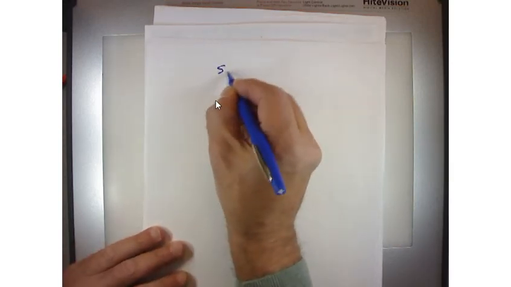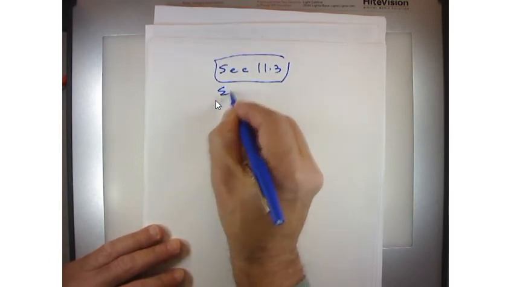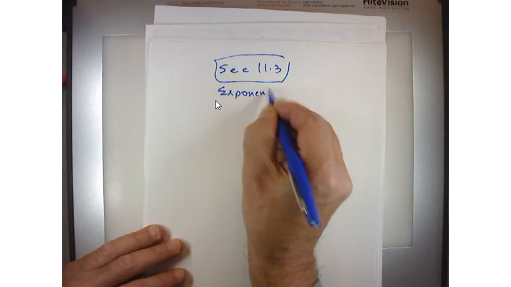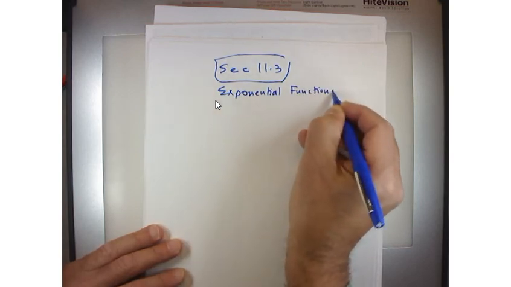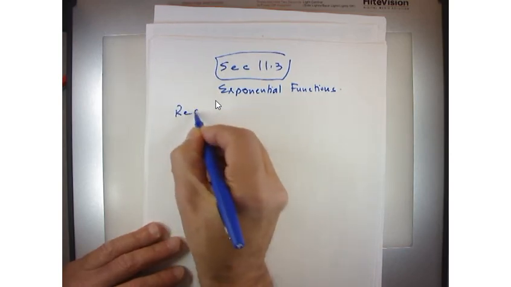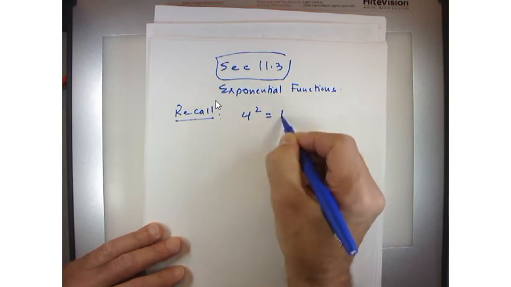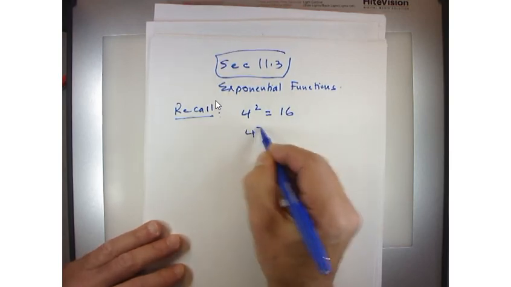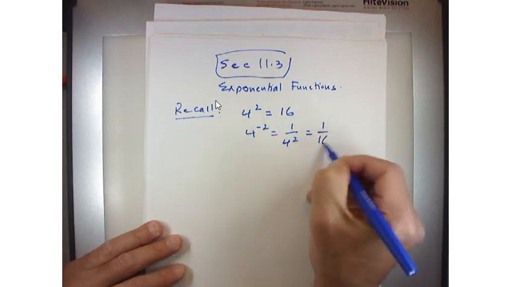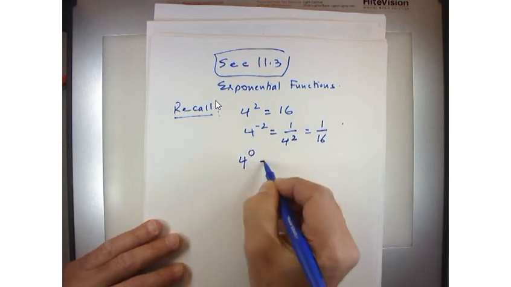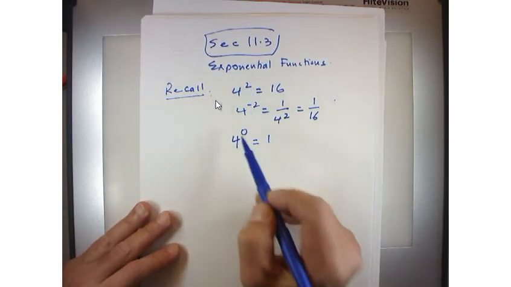Okay, we're going to start section 11.3, which is about exponential functions. If you recall that 4 squared equals 16, 4 to the negative 2 is 1 over 4 squared, which is 1 over 16. 4 to the 0 is 1. So we've done positive, negative, and 0 exponent.